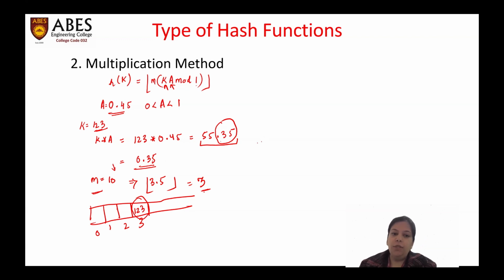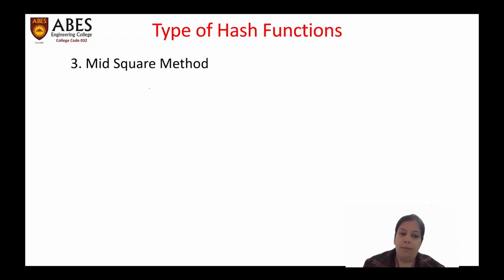Now, coming on to the next method, this is the mid-square method. For this, let me just take a few keys. Suppose we have taken 36, and then we have taken 72, 43, 6, and suppose 18. Now what we are going to do is square these keys, and we are going to take the middle number as the index for the hash table.